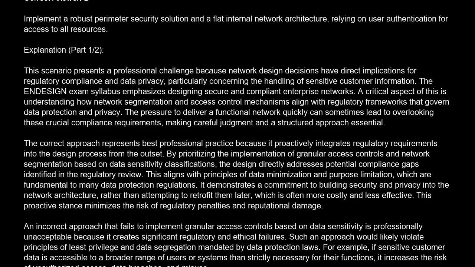It demonstrates a commitment to building security and privacy into the network architecture, rather than attempting to retrofit them later, which is often more costly and less effective. This proactive stance minimizes the risk of regulatory penalties and reputational damage. An incorrect approach that fails to implement granular access controls based on data sensitivity is professionally unacceptable because it creates significant regulatory and ethical failures.